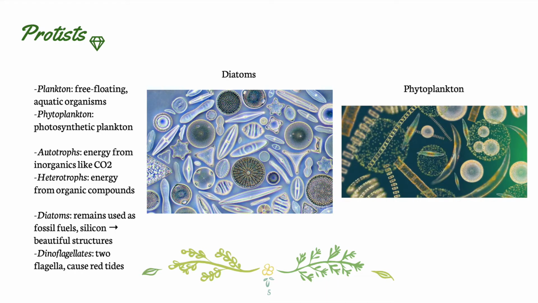Going back to protists, protists are enormously diverse, with most being unicellular and microscopic, and some being multicellular and quite large. These include plankton, or free-floating aquatic organisms, phytoplankton, or photosynthetic plankton, and autotrophs and heterotrophs. Autotrophs get carbon atoms and energy from inorganic matter, such as CO2, whereas heterotrophs get their carbon atoms and energy from organic compounds made by other organisms. There are also diatoms and dinoflagellates.